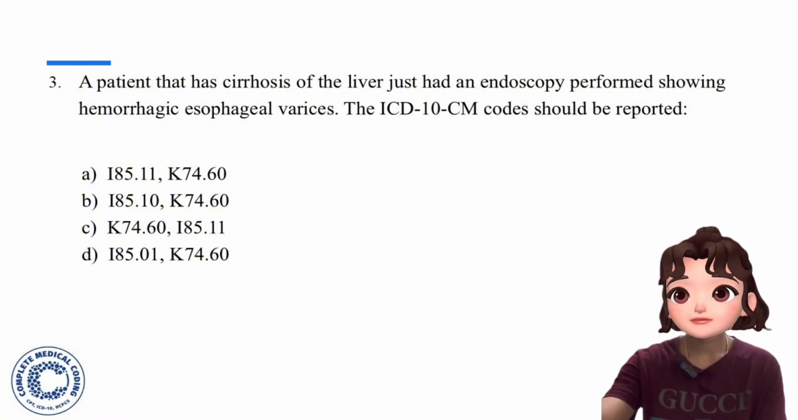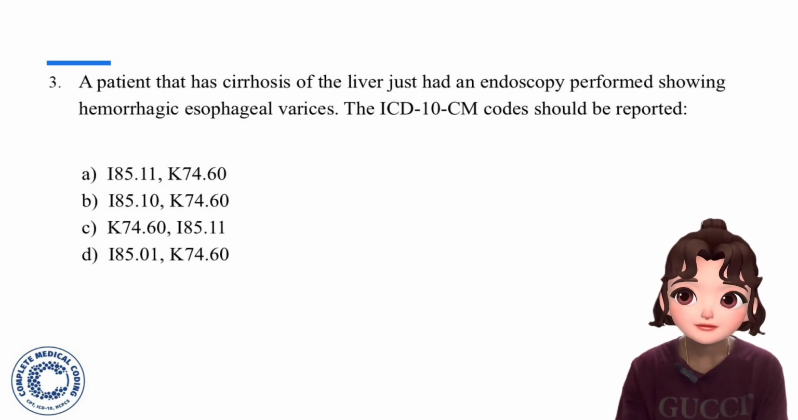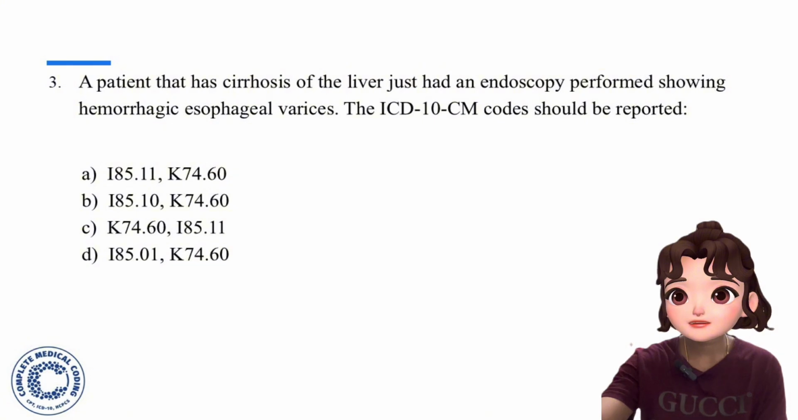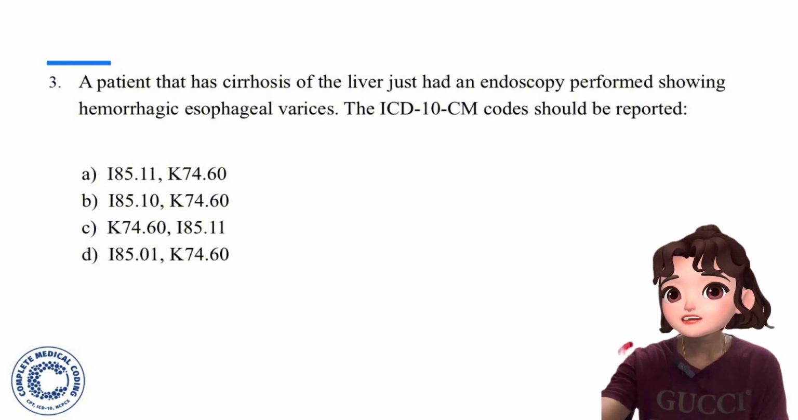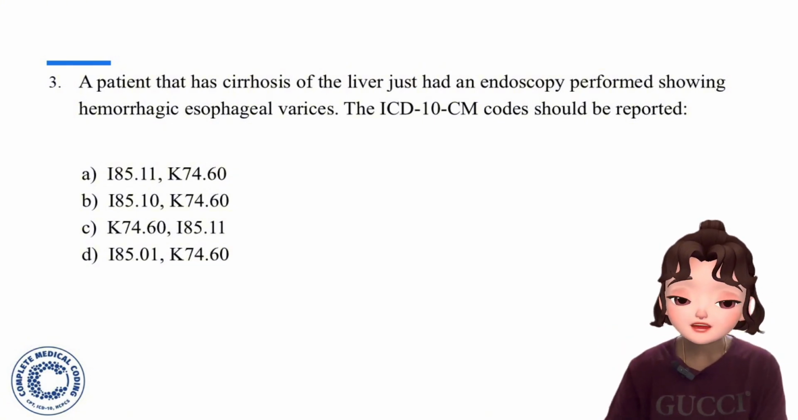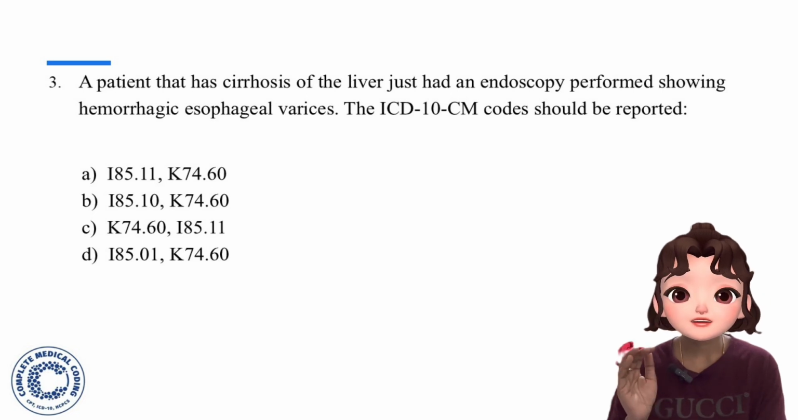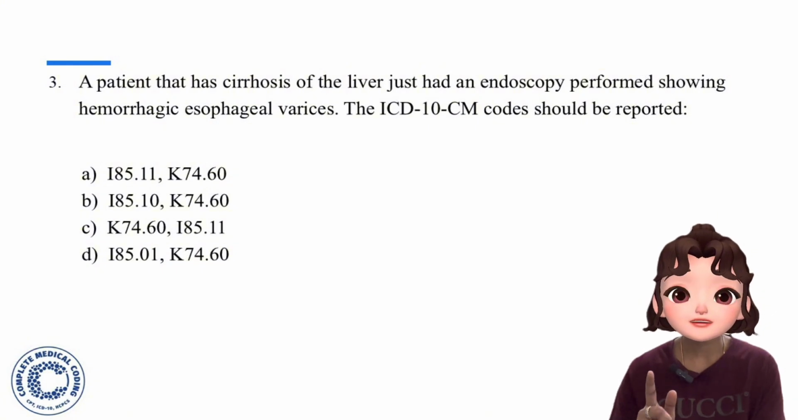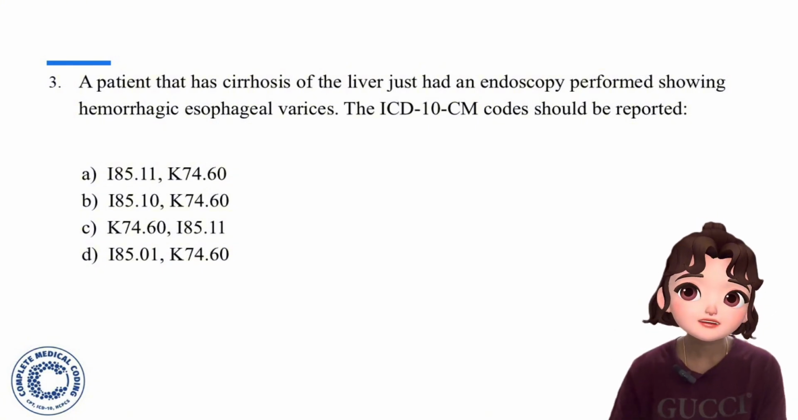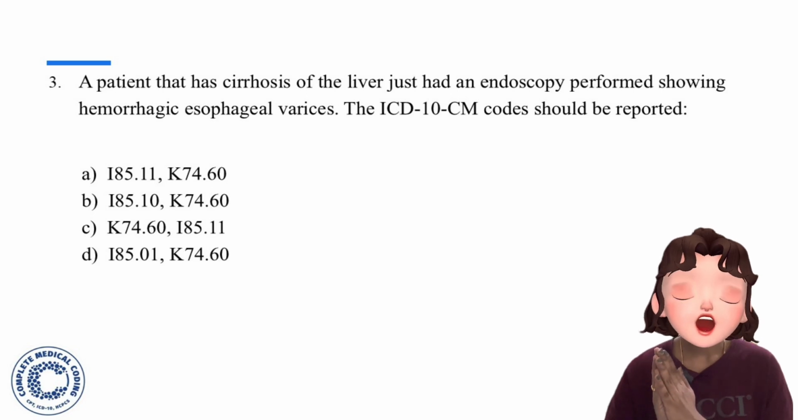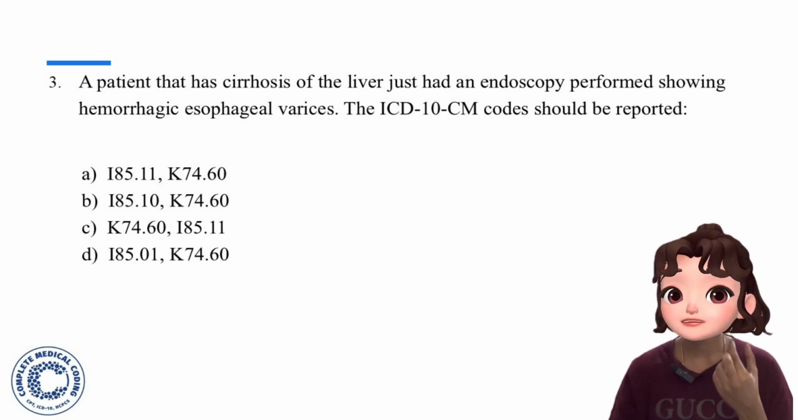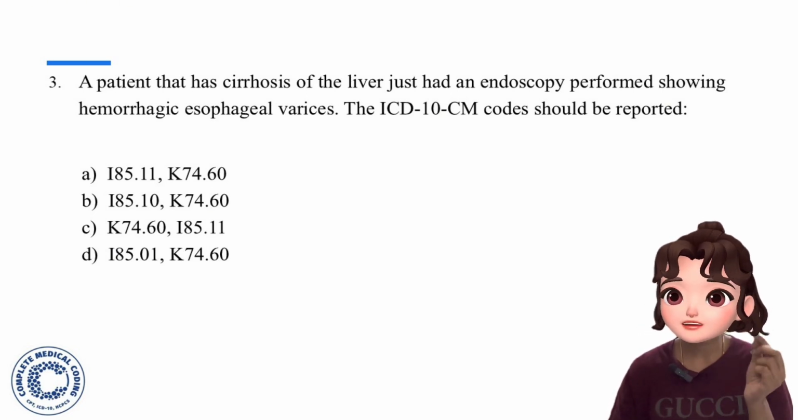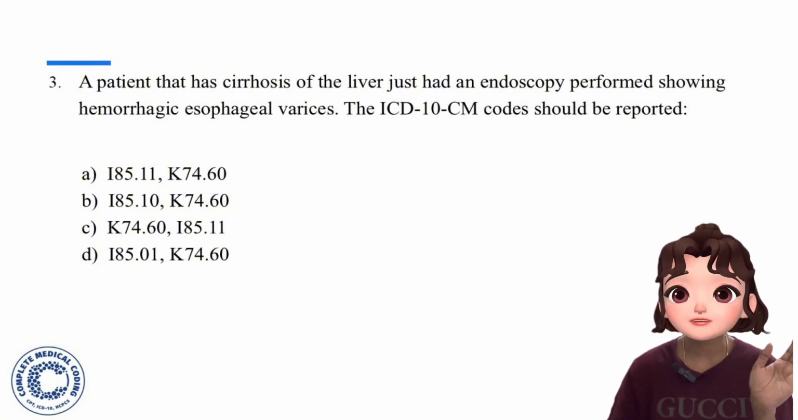Now, is there anything mentioned about bleeding here? Yes, hemorrhagic esophageal varices is mentioned, which means it is with bleeding. So in our answer for esophageal varices, the code should be I85.10. Sorry, 11. 11 is with bleeding and 10 is without bleeding. So in our answer, I85.11 should be there, which is in options A and C. So you can directly skip options B and D.